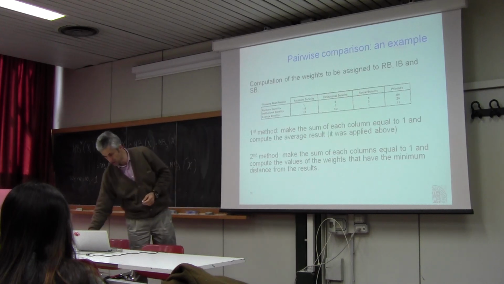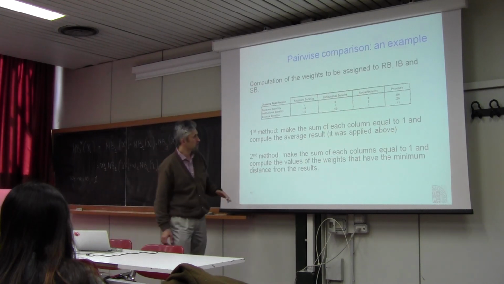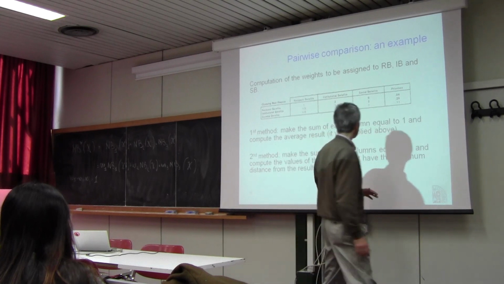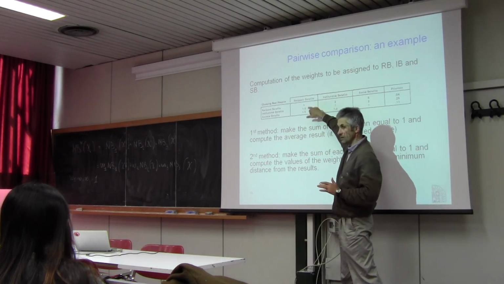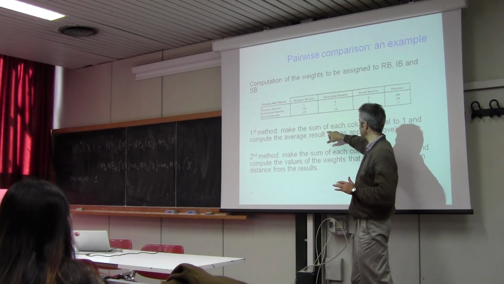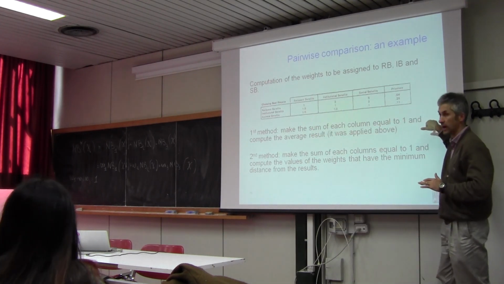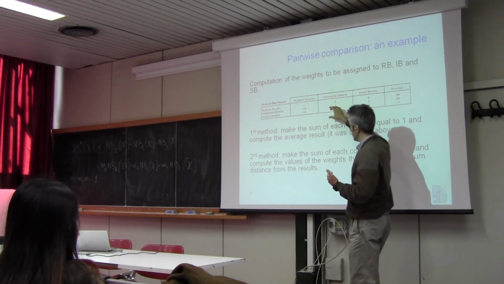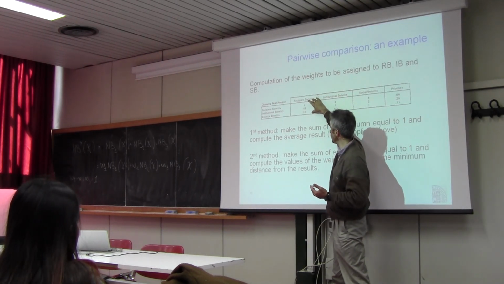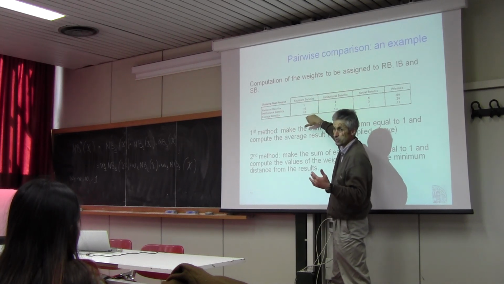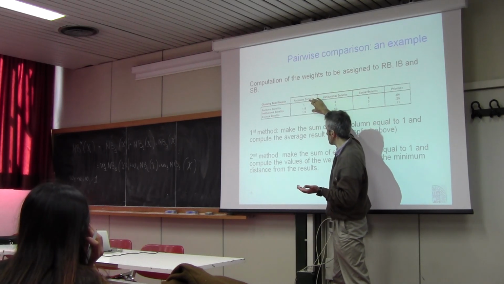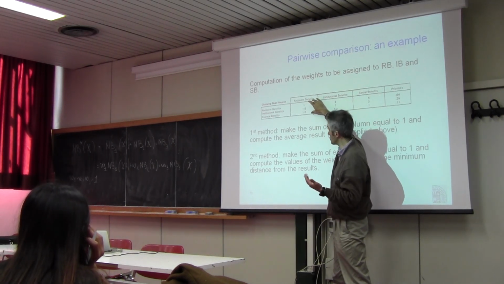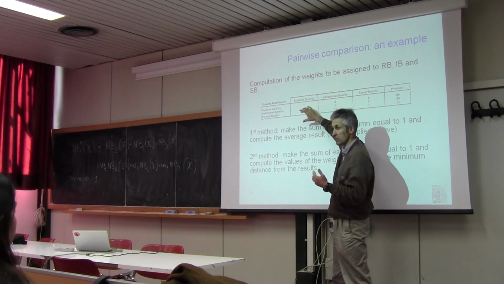There are two methods. The simplest one is what is given here. The method suggests to rescale each column so as to make the sum of each column equal to 1, which means that in this case the sum of the column is 1 plus 1/3 plus 1 over 5, which is more than 1, of course, and then you have to reduce proportionally each score so that the sum is equal to 1.